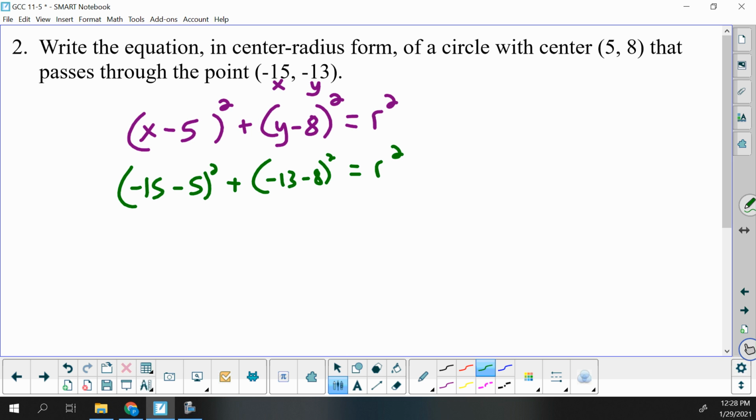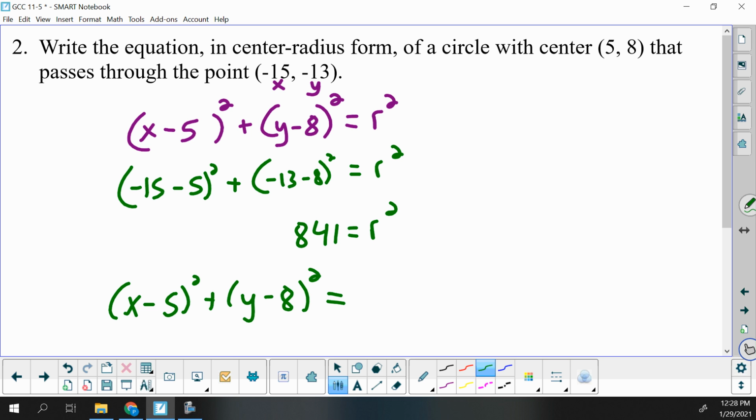So when we type that in, we should have gotten 841 equals r squared. So we can now finish our equation. We know we had the x minus 5 squared plus y minus 8 squared. And the circle equation is always equal to r squared. So we don't want to even bother doing the square root, because that just directly tells us what should go here. It's whatever the r squared is.